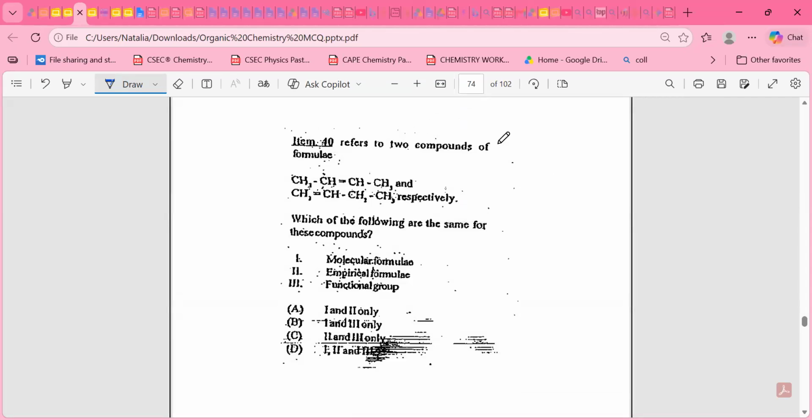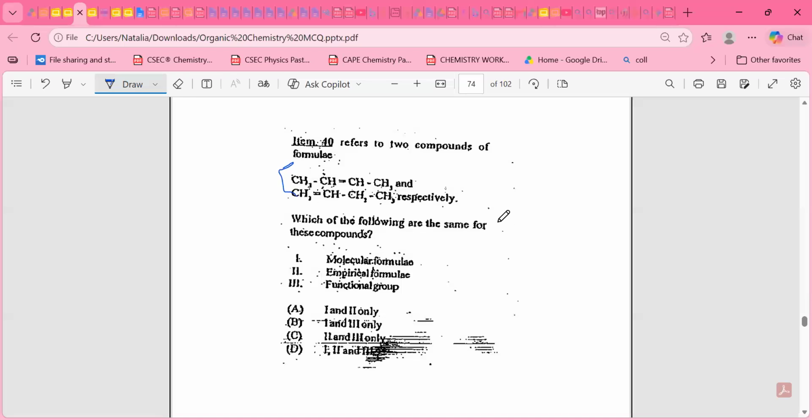Item 40 refers to two compounds. These have 1, 2, 3, 4 carbons, double bond between carbon 2 and 3, so this is butene. These have 1, 2, 3, 4 carbons, double bond on carbon 1, so that's butene too. So these are isomers.